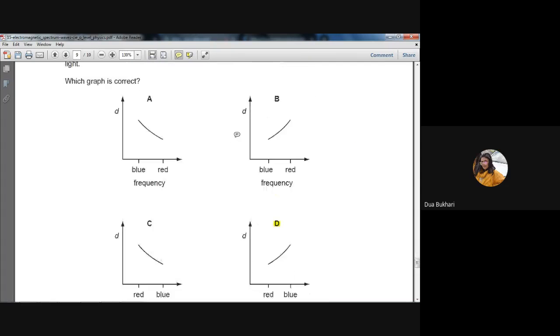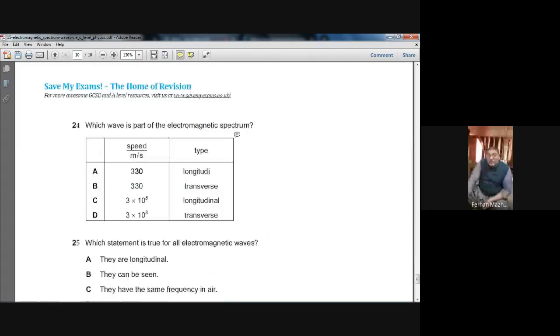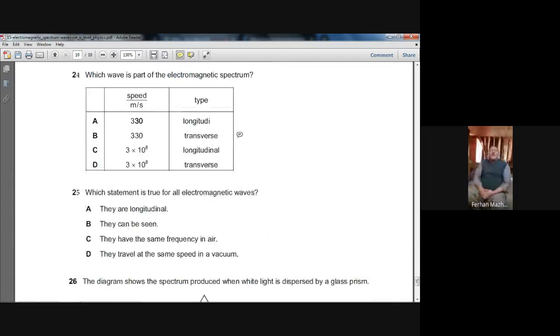Okay. So here we go. Question number 24. Which wave is part of the electromagnetic spectrum? So electromagnetic spectrum waves are all transverse waves, and they all travel with the speed of light. So their speed should be the speed of light, and they should be transverse. The speed of light is 3 times 10 to the power 8 meters per second. So clearly the choice is D.